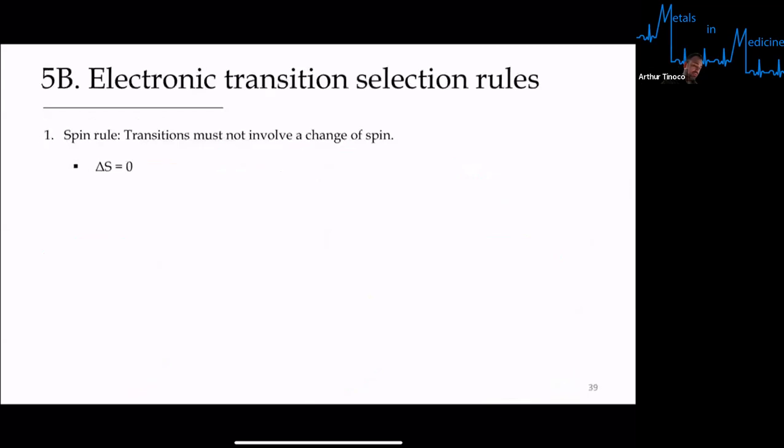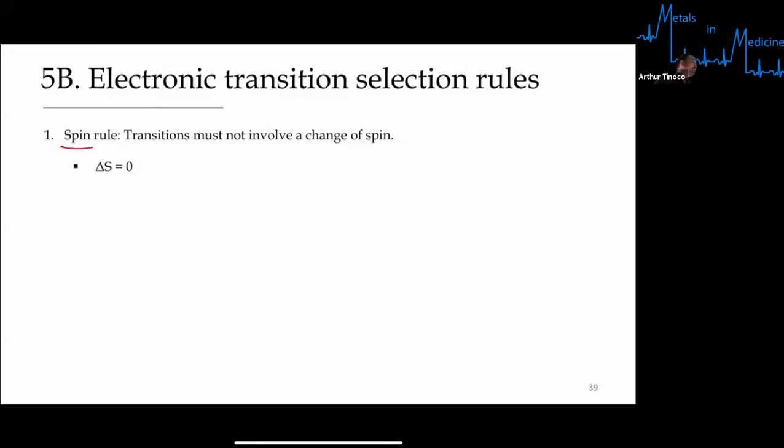All right. So let's go into where we were at the very end of our lecture. And we were discussing these rules that are the electronic transition selection rules. And so the reality is that most electronic transitions that we observe actually violate these rules. But the way that we can get a sense of what type of transition is occurring and whether or not it is following these rules is based on the intensity of your absorbances. All right, so let's review what these rules are. One of the rules is the spin rule, and that is that transitions must not involve a change of spin.